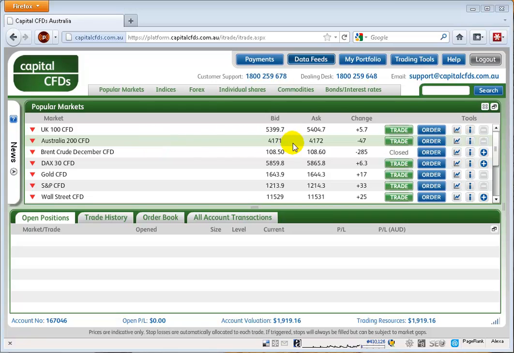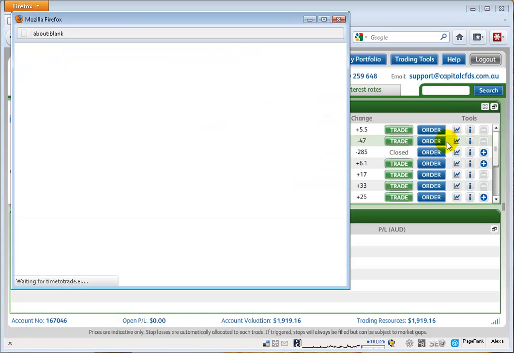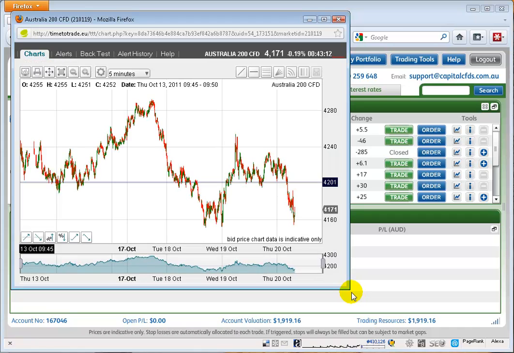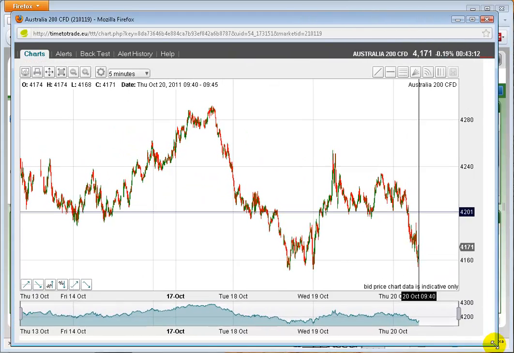at the Aussie 200 CFD, which is bouncing around the 4171, 4172 at the moment. Let's have a look where the actual chart is so we can identify what sort of trade we'd like to do here. So remember, what we want to do is put a condition. If the market rises a little bit, go long, or if it falls a little bit, go short.